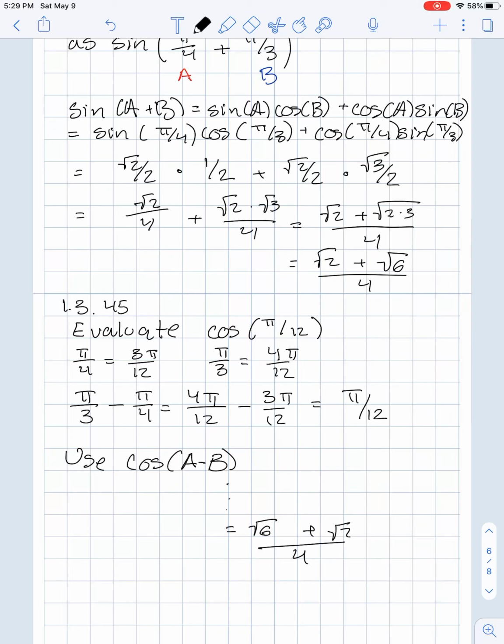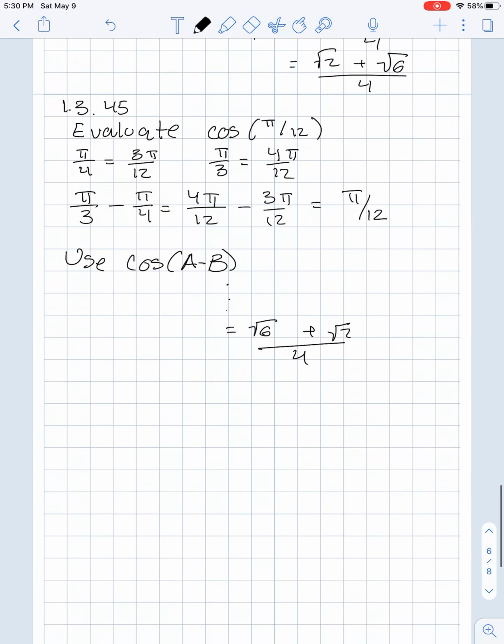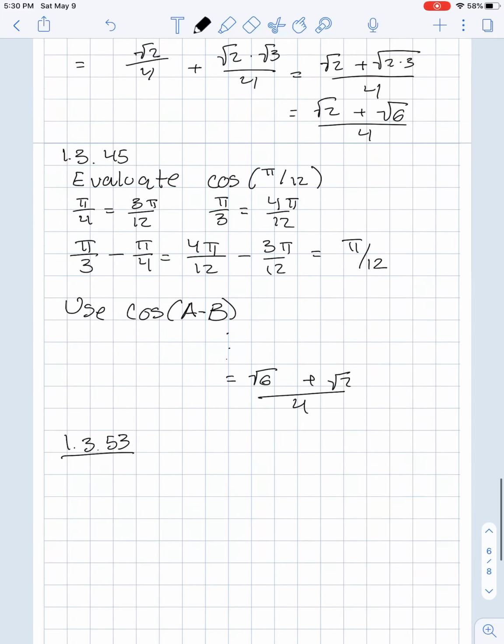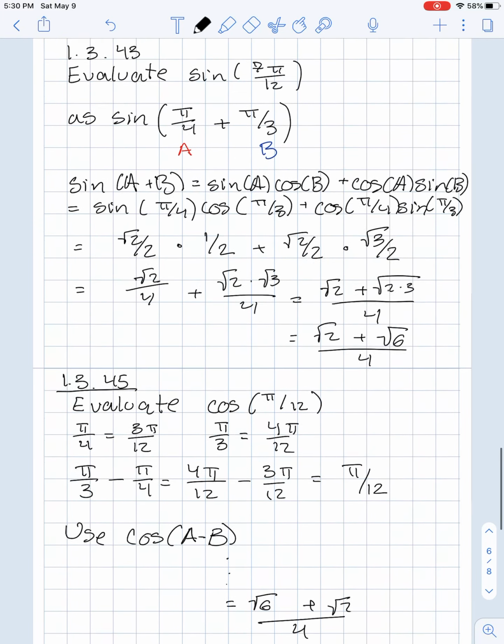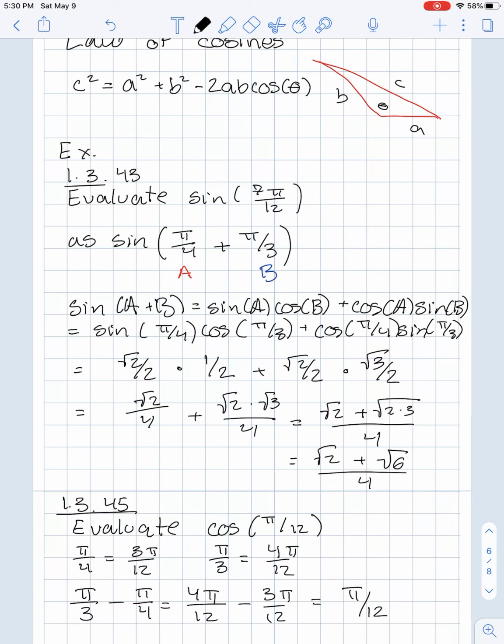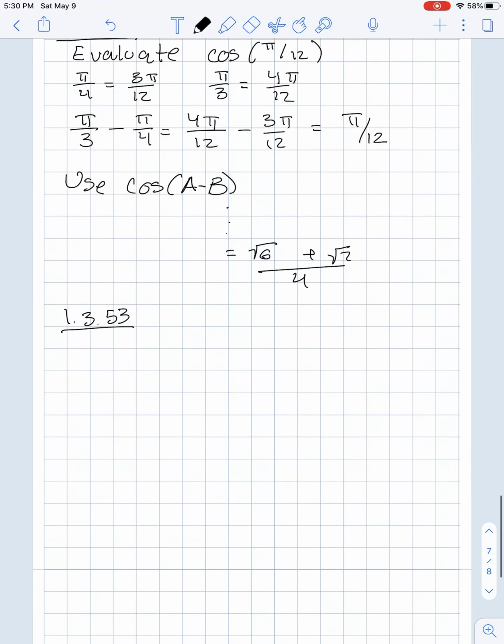So, what other problems can we think about? Well, what if I ask you to solve just kind of an arbitrary function? So let's do, this one's kind of my favorite. It's problem 53, so 1.353. Let me underline these. There we go.